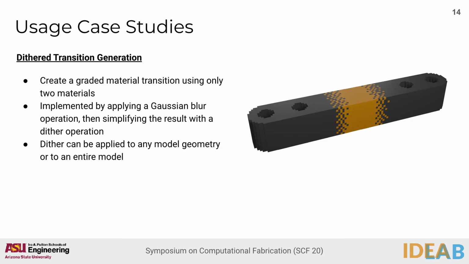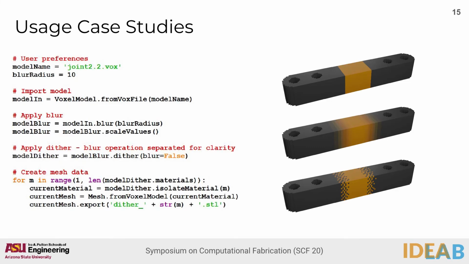Our second case study looks at the generation of a dithered material transition. This is a method for creating a material transition with graded properties using only 2 discrete materials. We implement this by applying a Gaussian blur to the boundary between materials, then simplifying the result with a dithering algorithm. The resulting operation can easily be applied to any model geometry or to an entire model. This code shows the steps we take to import a user-designed model, apply the blurring algorithm, apply the dithering algorithm, and then export the end result.